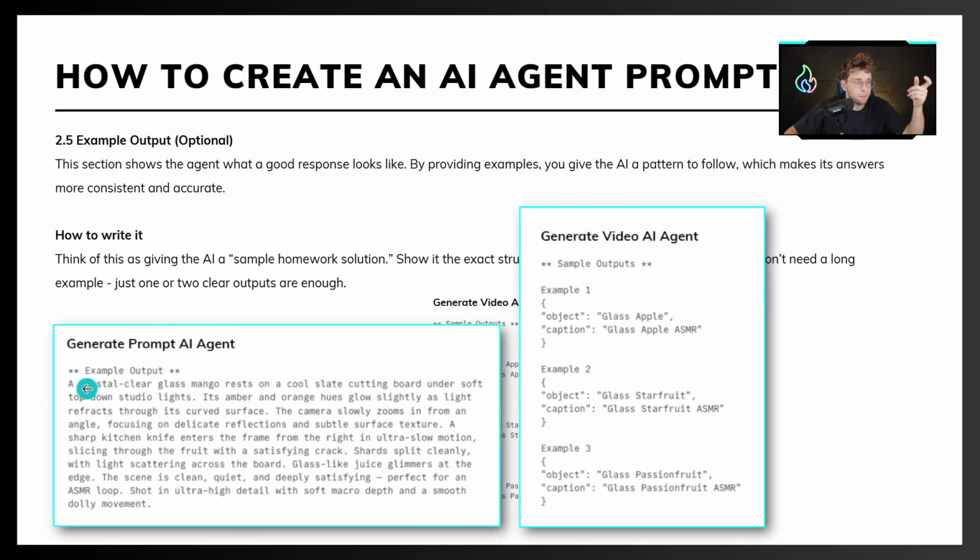Now I've got the example. Here, example output can be different. For example, I've got an AI agent that creates the prompt for me, so it's a much different output. This is the sample prompt. And then the video AI agent that should retrieve only the object and caption, like multiple different items. Here we've got the JSON object, and here example 1, object caption, example 2, object caption, example 3, and so on and so on. So the format can be different based on your response.